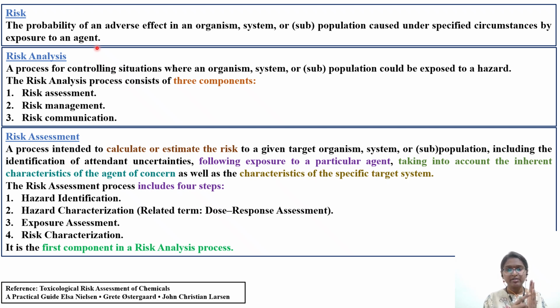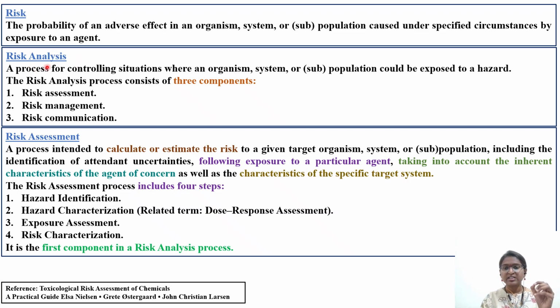Then what immediate measures the management takes for that particular area, how we are going to contain it, that comes under risk management. Risk is the probability of an adverse effect in an organism, where the organisms might be plants or research scientists also, or a population or subpopulation, caused under specified circumstances by exposure to an agent. So we'll see what is the second term.